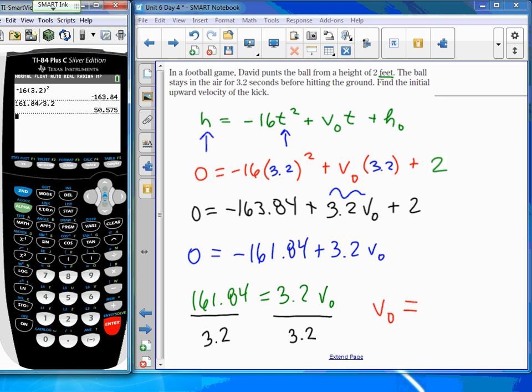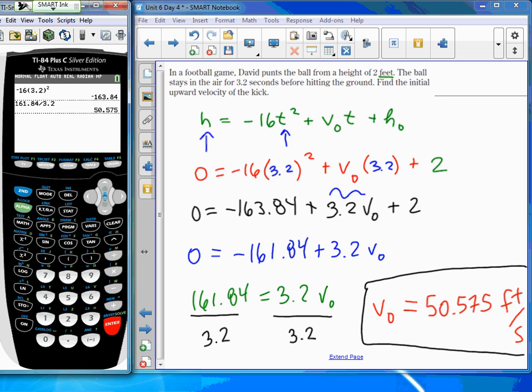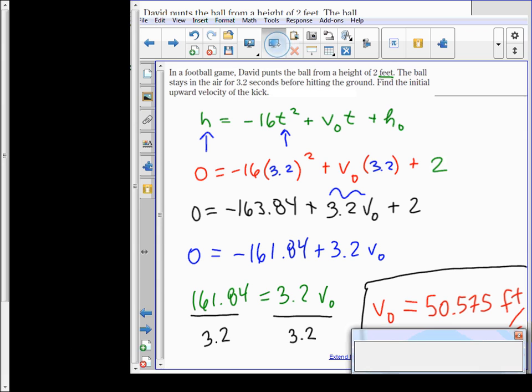What would my label on that be? Feet per second, and now it's reasonable. So 50.575 feet per second. Awesome. Great work, you guys. What questions do you have about this last one? So by starting with your projectile motion and plugging in those values we know, we can solve for the remaining variable that we don't know. So that's kind of sweet.